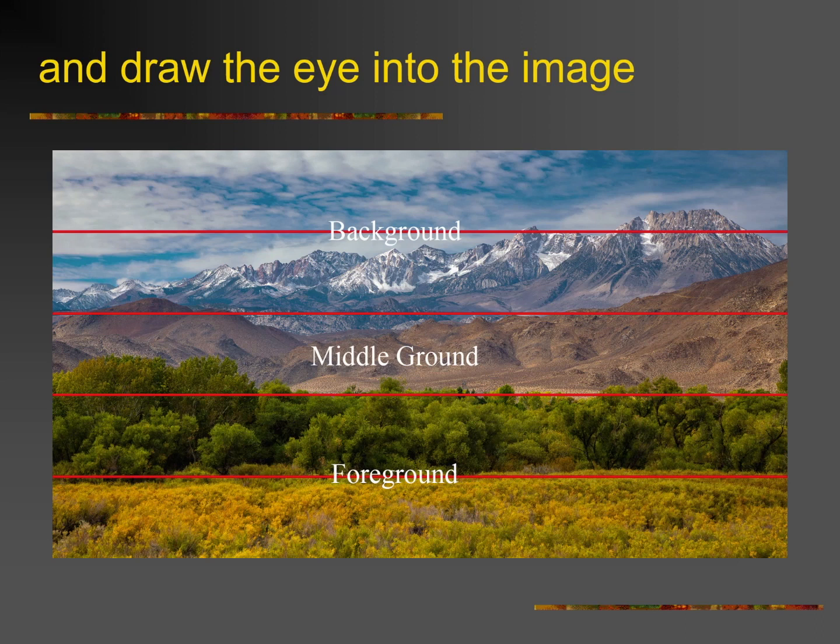In this case, we actually have five layers drawing the eye in, from the foreground flowers to the tree, to the middle ground of the lower mountains, to the background of the higher mountains, and to the sky.